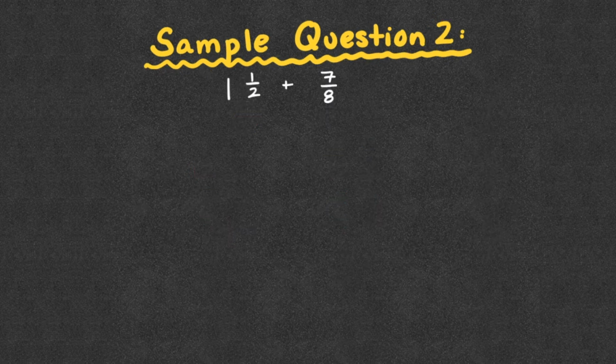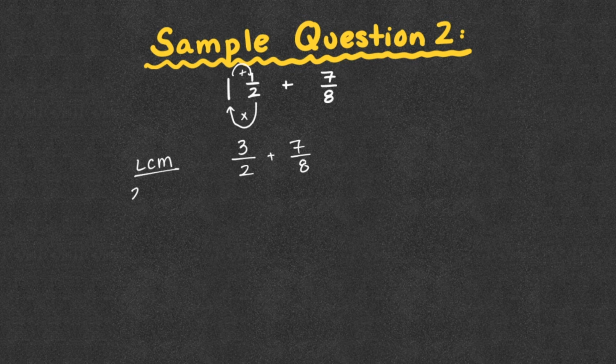Simple question 2, we have 1 1/2 plus 7/8. So in this case, I'm going to show you the fail-safe method of turning everything into an improper fraction first. So we have our mixed number. So I'm going to take 2 times 1 is 2, plus 1 is 3. So this really becomes 3/2 plus 7/8. If you were confused about how to convert between mixed and improper, please make sure you go back and check out that video.